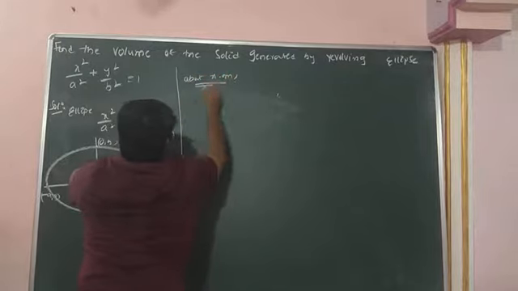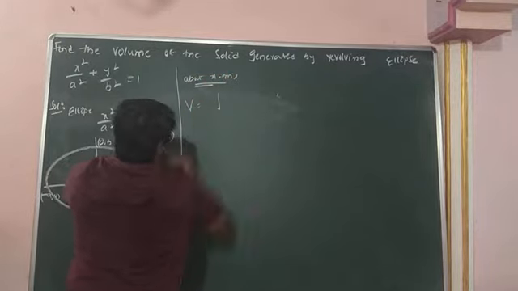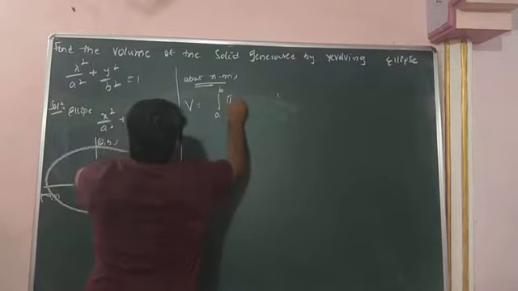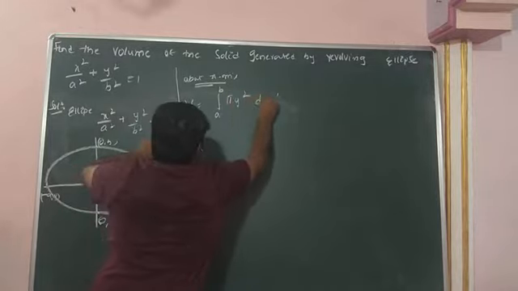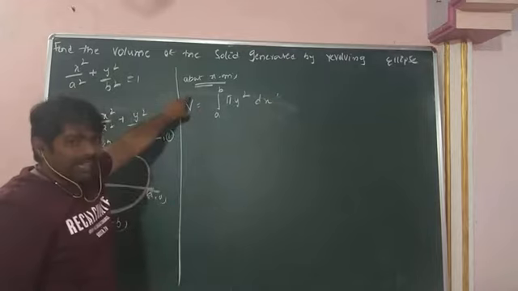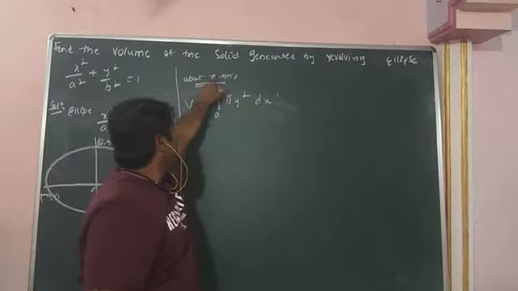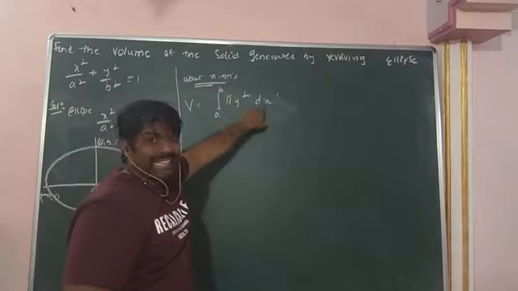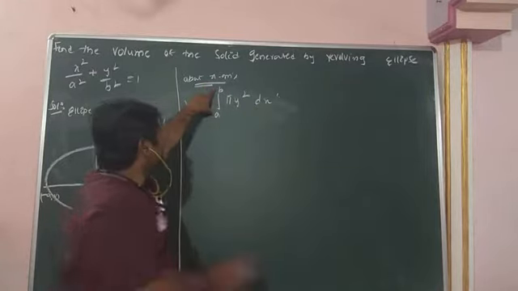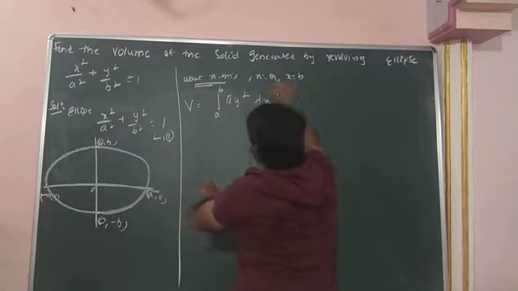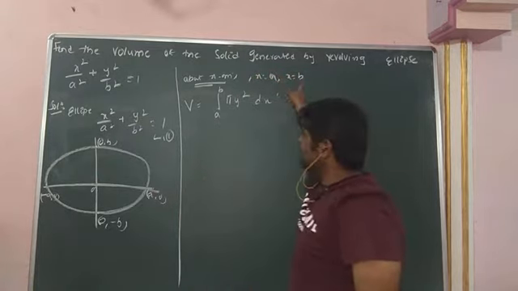What is the formula for volume? The volume is equal to integration from a to b of pi y square into dx. So this is the basic formula. For the x-axis we get dx, and the limits of x are x equal to a and x equal to b. We write these as the limits of x.